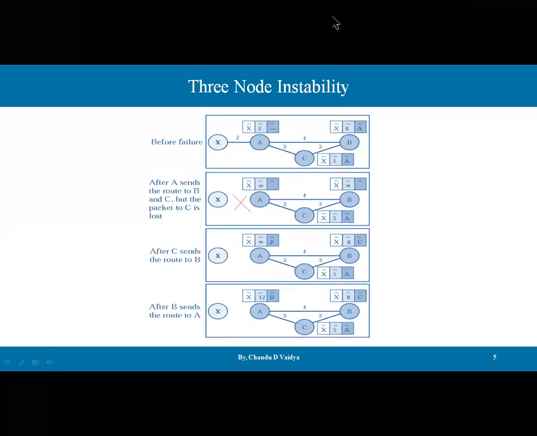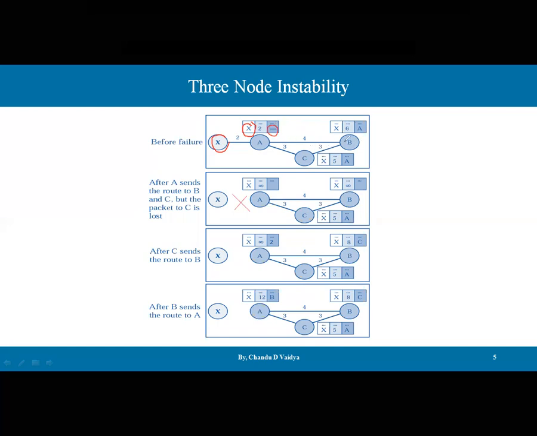Let's take the scenario with the three node instability, where the initial scenario is the same: X, A, B, and C. Everyone is maintaining a table. A is maintaining, let's say, I have a path to X. I want to reach X with 2 as the cost, and it is directly connected. I need not maintain the next hop. So this is the next hop.